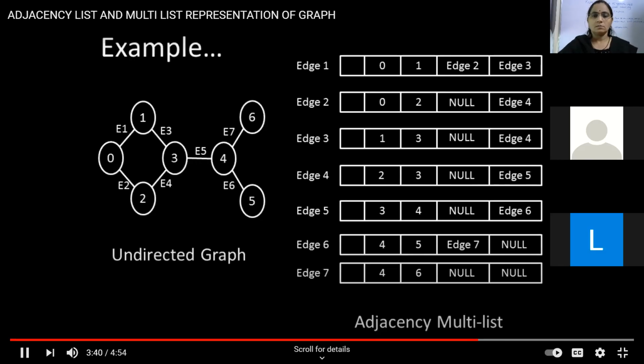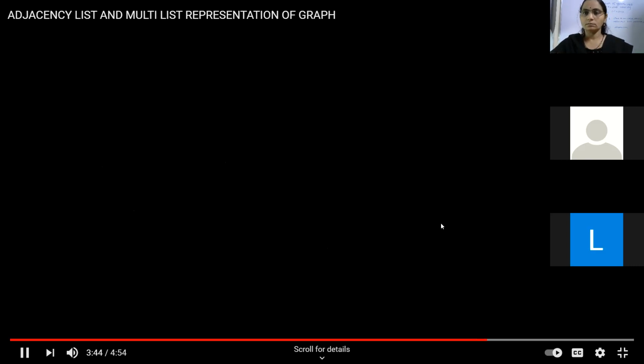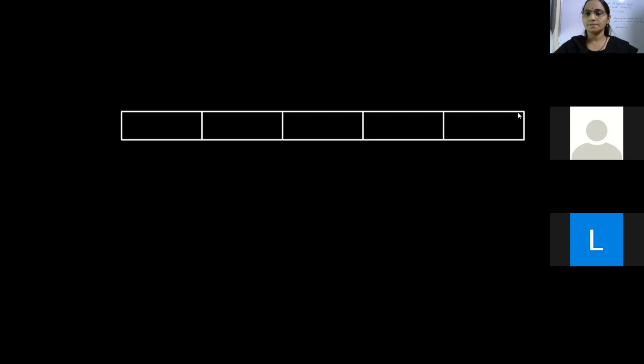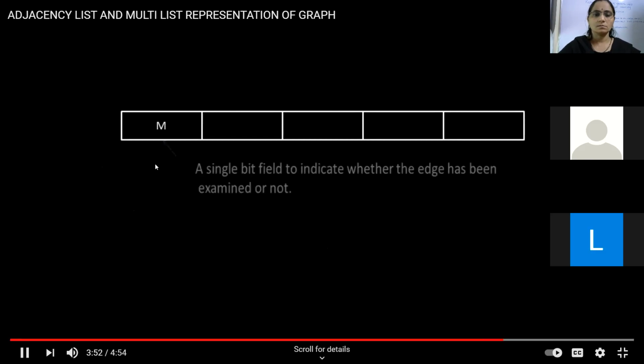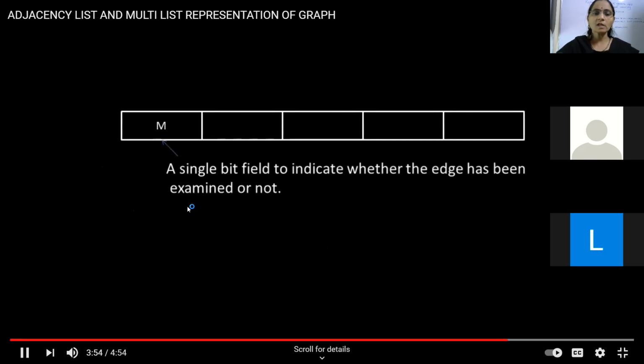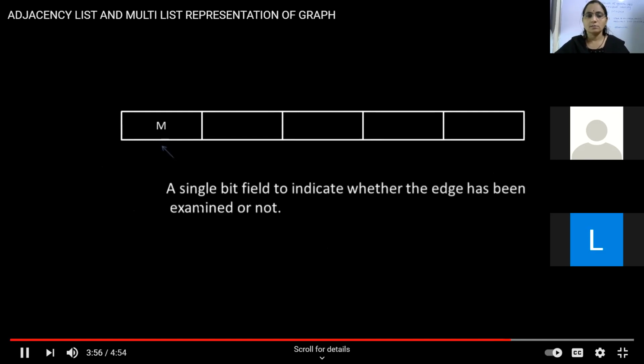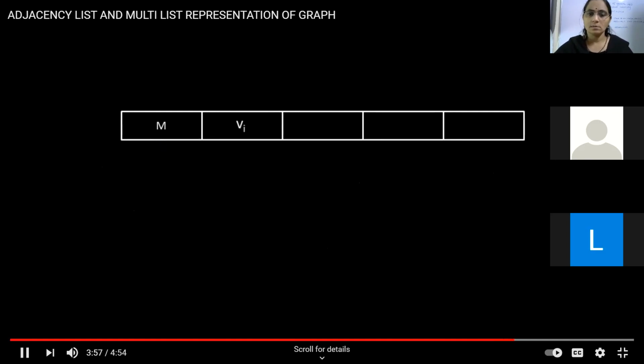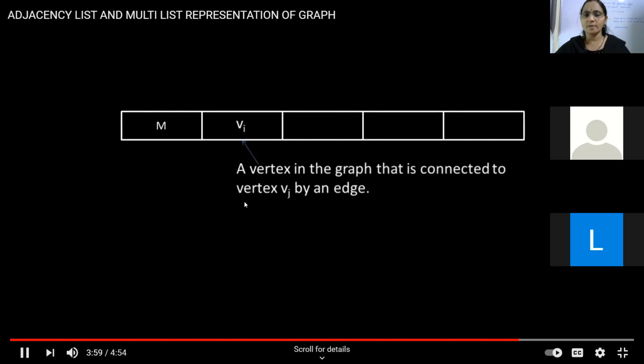In the construction of adjacency multilist, let us look at the proper definition of these attributes. Just try to link these definitions with the example we have seen. M indicates whether the edge has been examined or not. See, this is a 1-bit field and that indicates whether you have to examine the particular edge or not. The second attribute is a vertex that is connected to Vj by an edge. This is the first vertex that the edge belongs to.